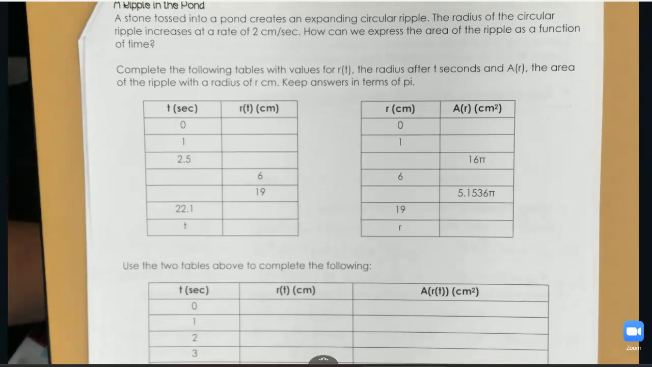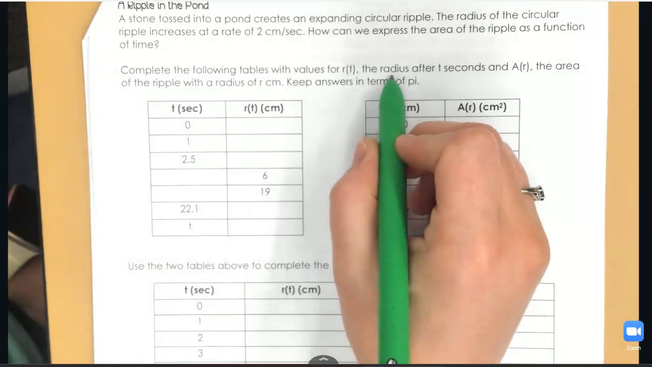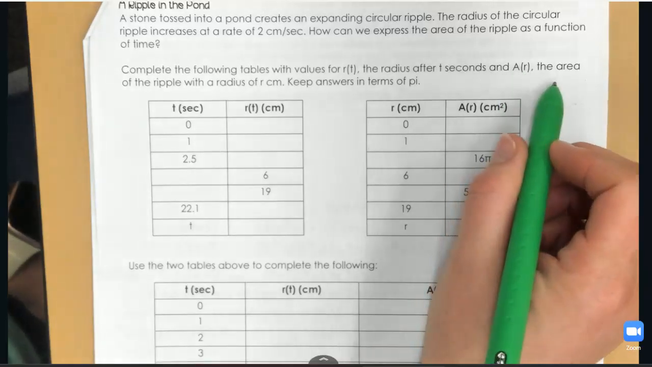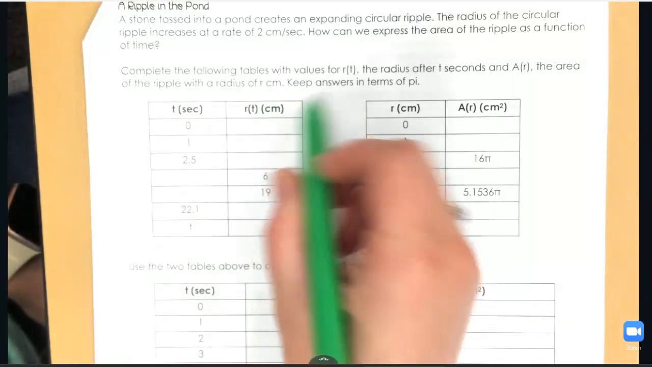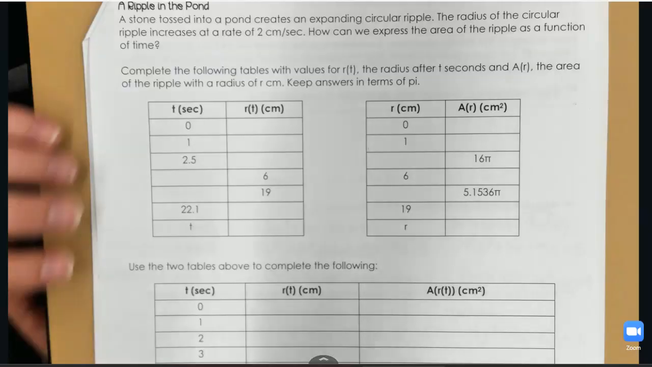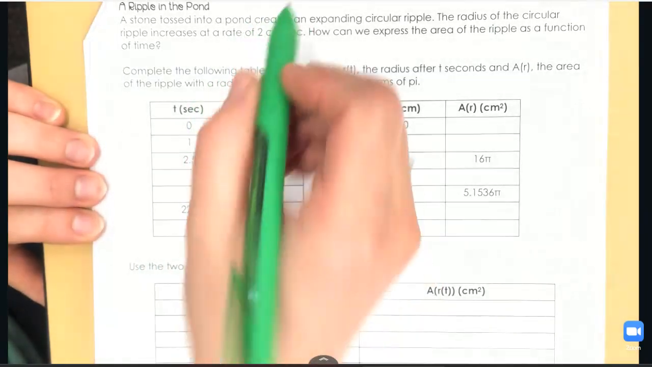So first what we're going to do is look at these two tables. For the values of r of t, that's going to be the radius of our circle after t seconds. And then A of r, which is going to be the area of the ripple with whatever our corresponding radius is. And we are going to leave things in terms of pi as necessary. So remember, our radius is increasing at 2 centimeters per second.